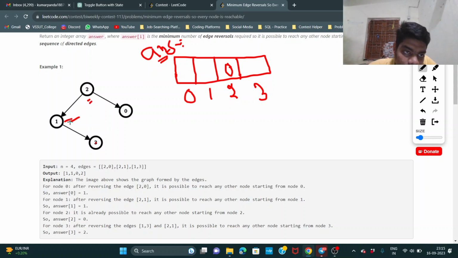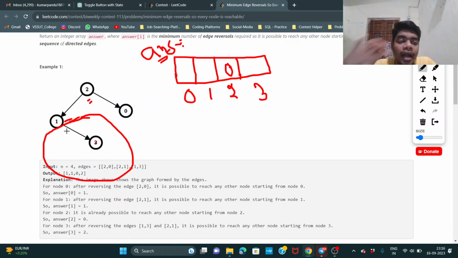See, when I'm trying to find the answer for 1, I do not need to focus on the subtree part of the answer, right? Why? Because I do not need to focus on the subtree of 1. Why? Because while calculating the answer for 2, I have already calculated the answer. I mean, if there is a node in this way, then while calculating, see, just a second.